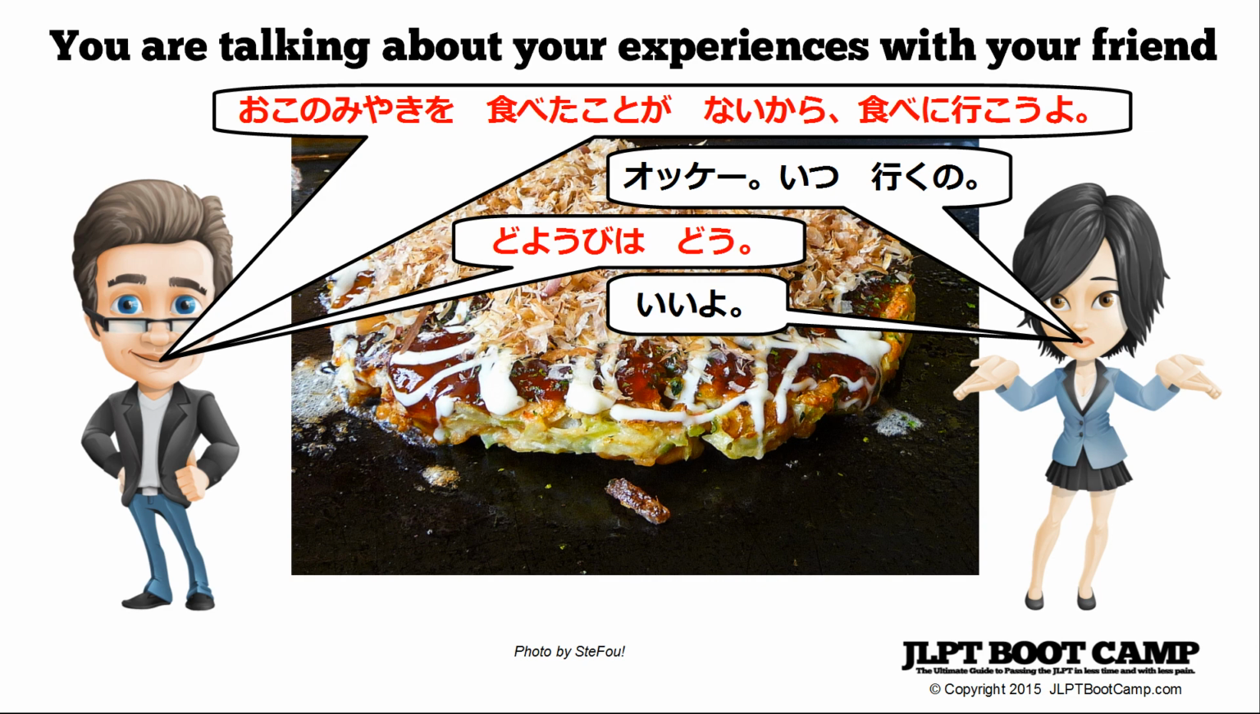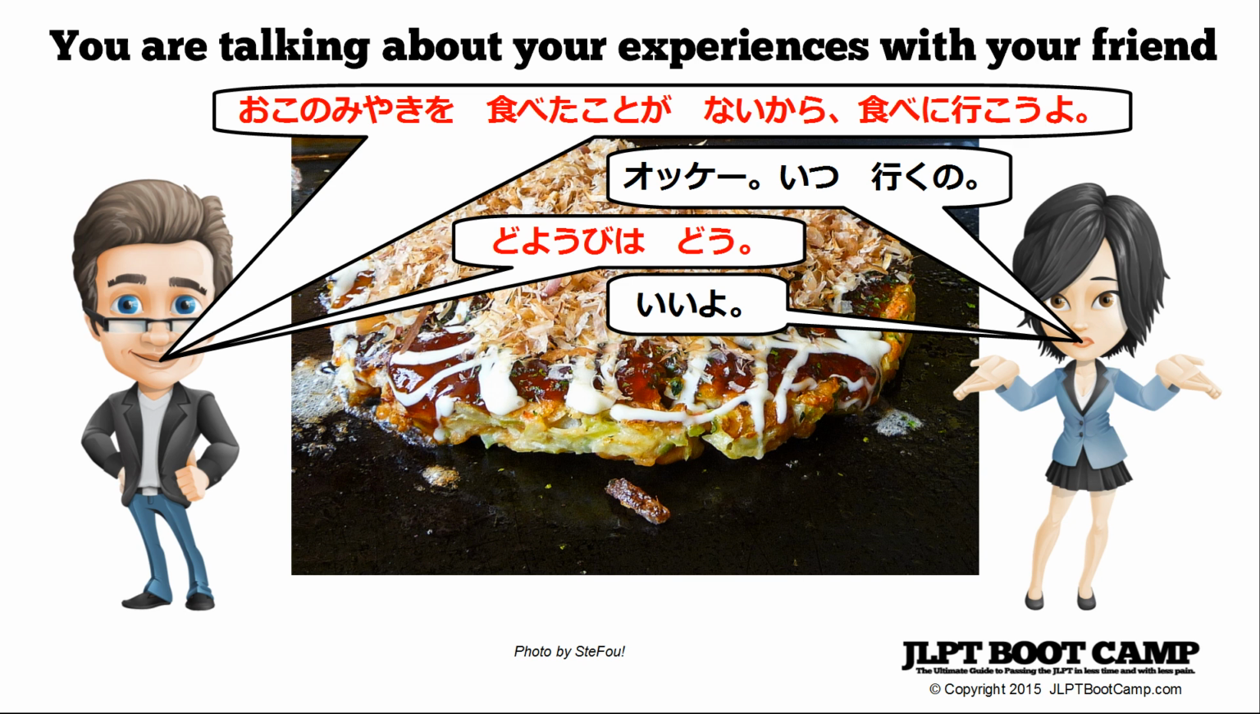And so first, you're talking about your experiences with your friend, and you're talking to her and you say, okonomiyaki o tabeta koto ga nai kara tabe ni ikou yo. And so she responds, okay, itsu iku no? And you respond, doyobi wa do? She says, ii yo. So let's break down this conversation real quick.